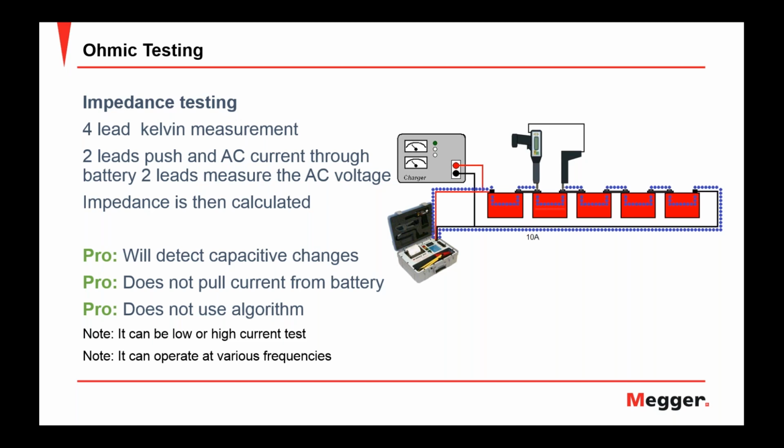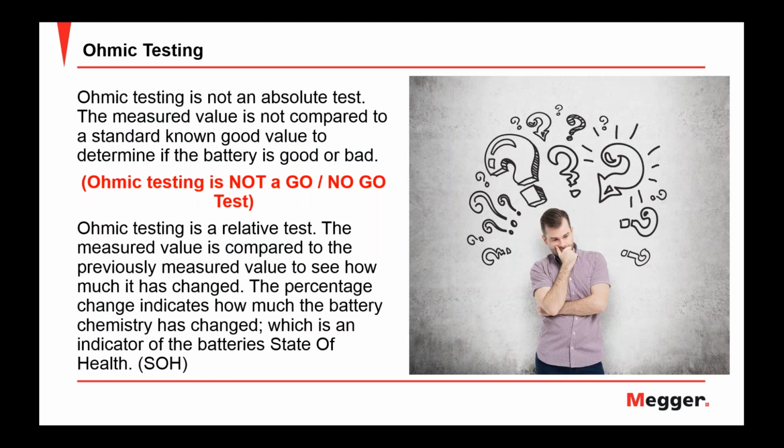Okay. Things to note on this. Some of the cons can be, one, depending on the testers, you can get ones that are low current or high current. Low current ones are not adequate for doing large cells. So you want to look at how large the cell is versus how much current you're going to use to do the test. Also, they can operate at various frequencies. If you have ones that are putting out 1 kilohertz and you're on something like a UPS system, you could have problems with noise damping it out. So you may want to go more toward low frequency instead of higher frequencies.